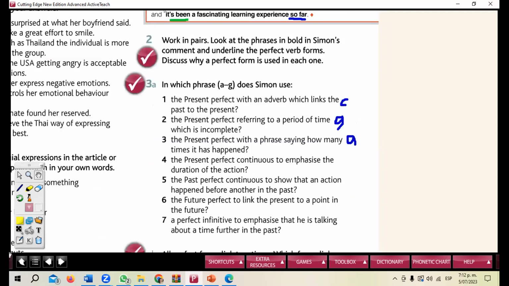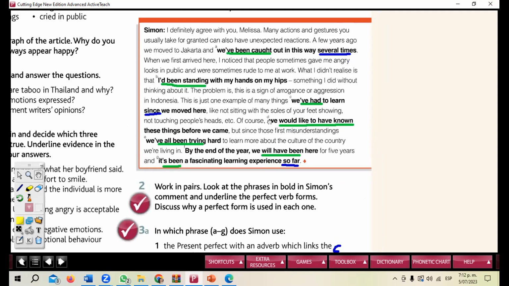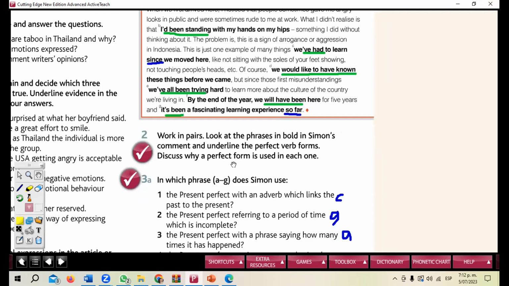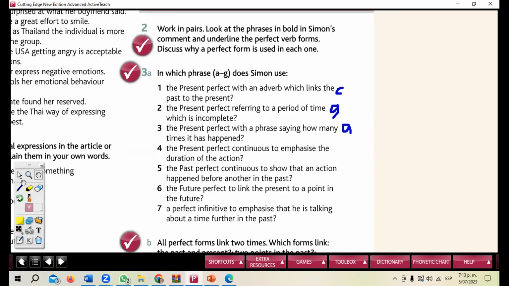Okay, number 4. The present perfect continuous to emphasize the duration of the action. E. We've all been trying hard. Yes, we've all been trying hard. Yes, so they have been doing it constantly. It's E. The answer is E. Okay, very good. E.